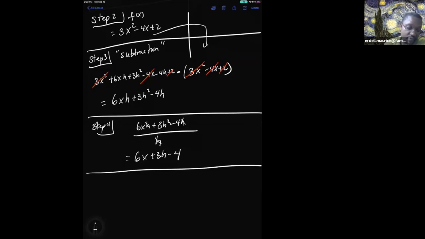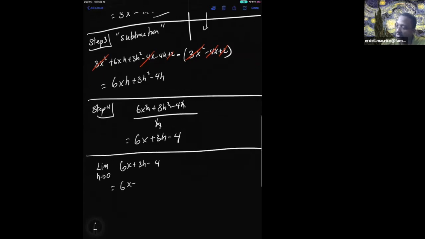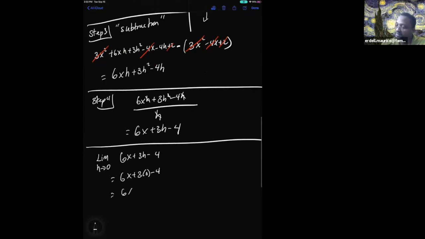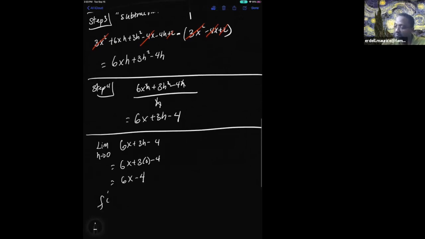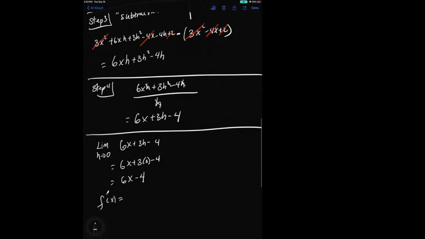If we remember our rule for an indeterminate form, after you simplify, you retake the limit. The limit as h goes to 0 of 6x plus 3h minus 4 is going to be 6x plus 3 times 0 minus 4. And so that's going to give me 6x minus 4. And this now is my derivative, f prime of x equals 6x minus 4.